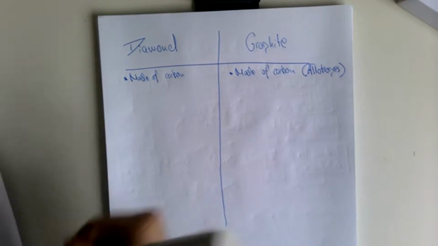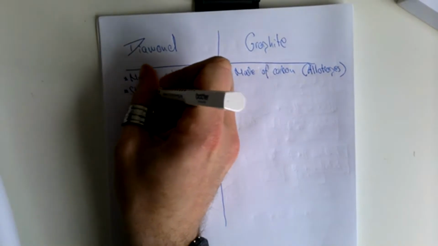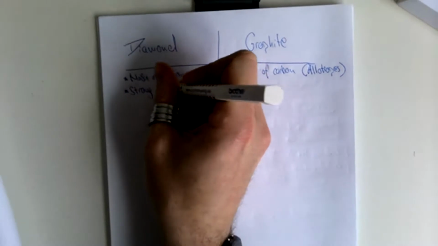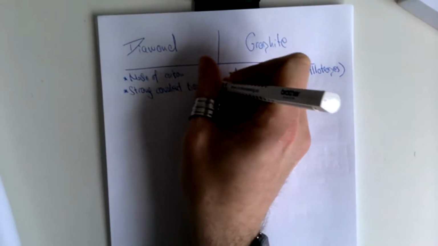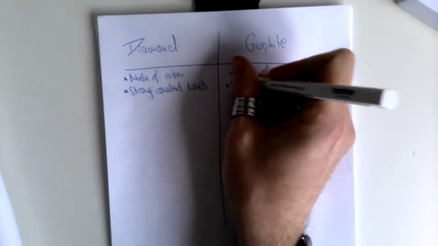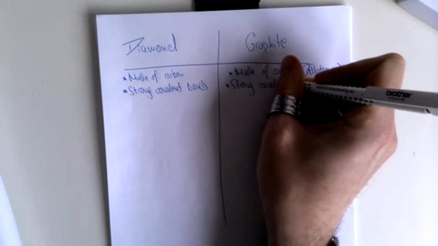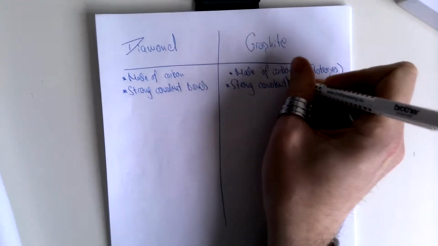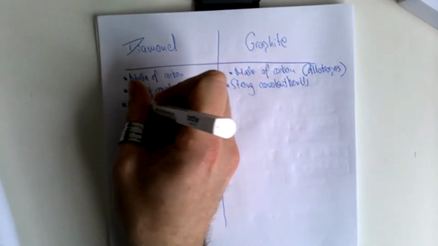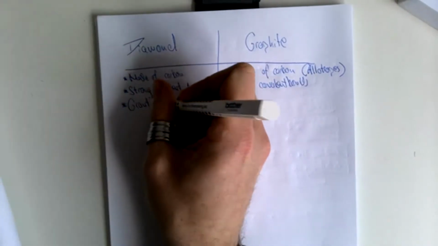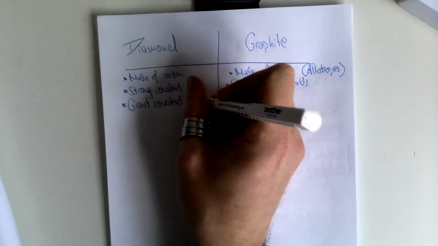They're giant covalent structures, so that they both contain strong covalent bonds between atoms. As we said, they're both giant covalent structures. So they have lots of atoms covalently bonded together.